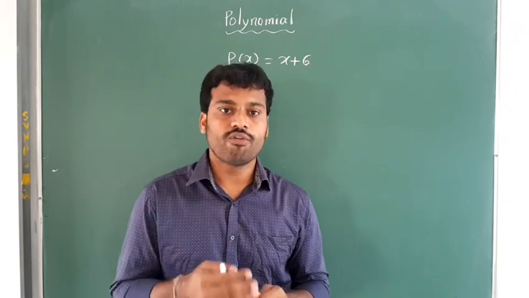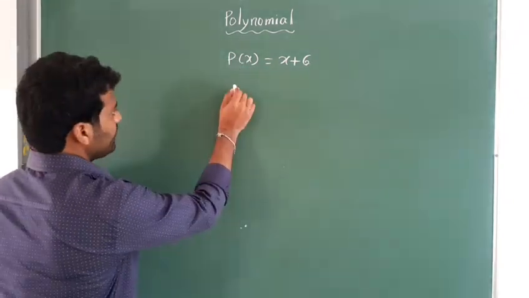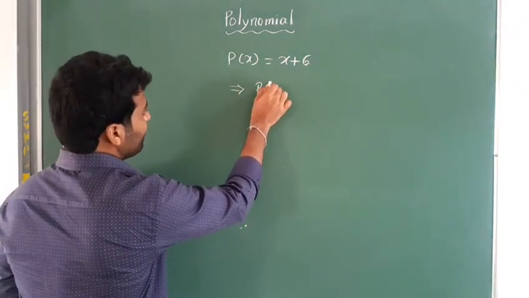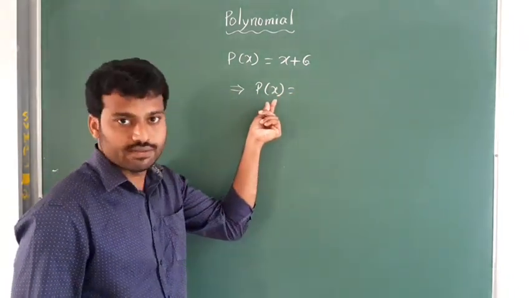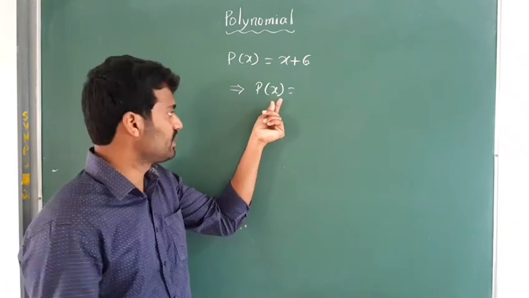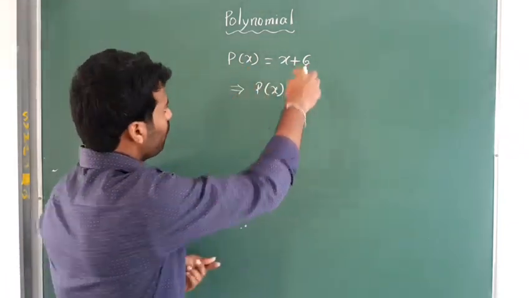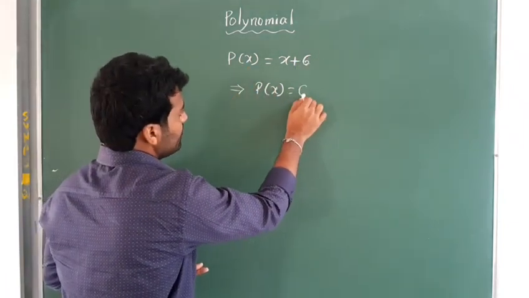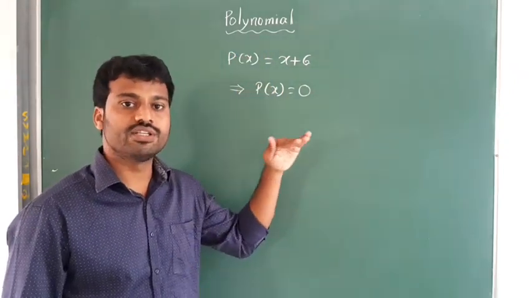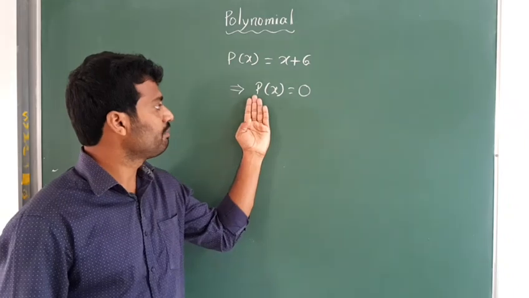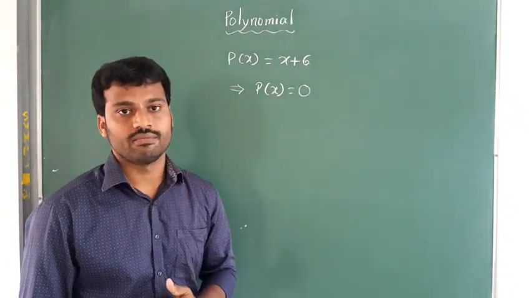The zero of the polynomial means you take some certain value of x. We don't know that x value, you just assume it. For some value of x, the value of this polynomial is 0. This is the given. Whenever they ask to find the zero of the polynomial, we can equate p of x is equal to 0.